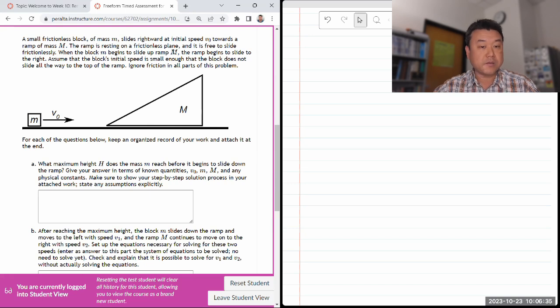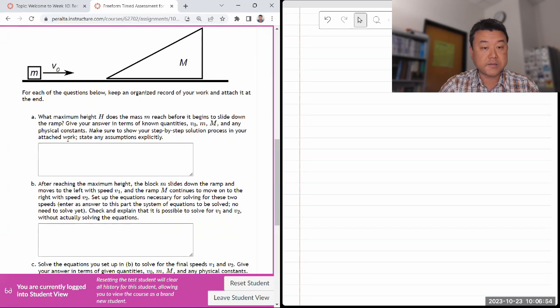When the block begins to slide up, the ramp begins to slide to the right, which you might intuitively guess. The question is telling you that happens. Assume that the block's initial speed is small enough that it will not slide all the way up. It will stop somewhere and then slide down. For each of the questions below, keep an organized record and attach it at the end. Okay. It asks, what maximum height does the mass M reach before it begins to slide down the ramp?